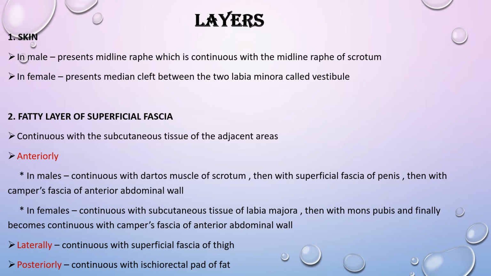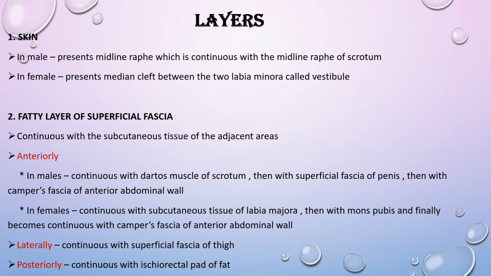The first layer is the skin. In male, the skin presents a midline raphe, which is continuous with the midline raphe of the scrotum. In female, the skin presents a median cleft between the two labia minora called the vestibule. The second layer is the fatty layer of the superficial fascia. This fascia is continuous with the subcutaneous tissue of the adjacent areas.